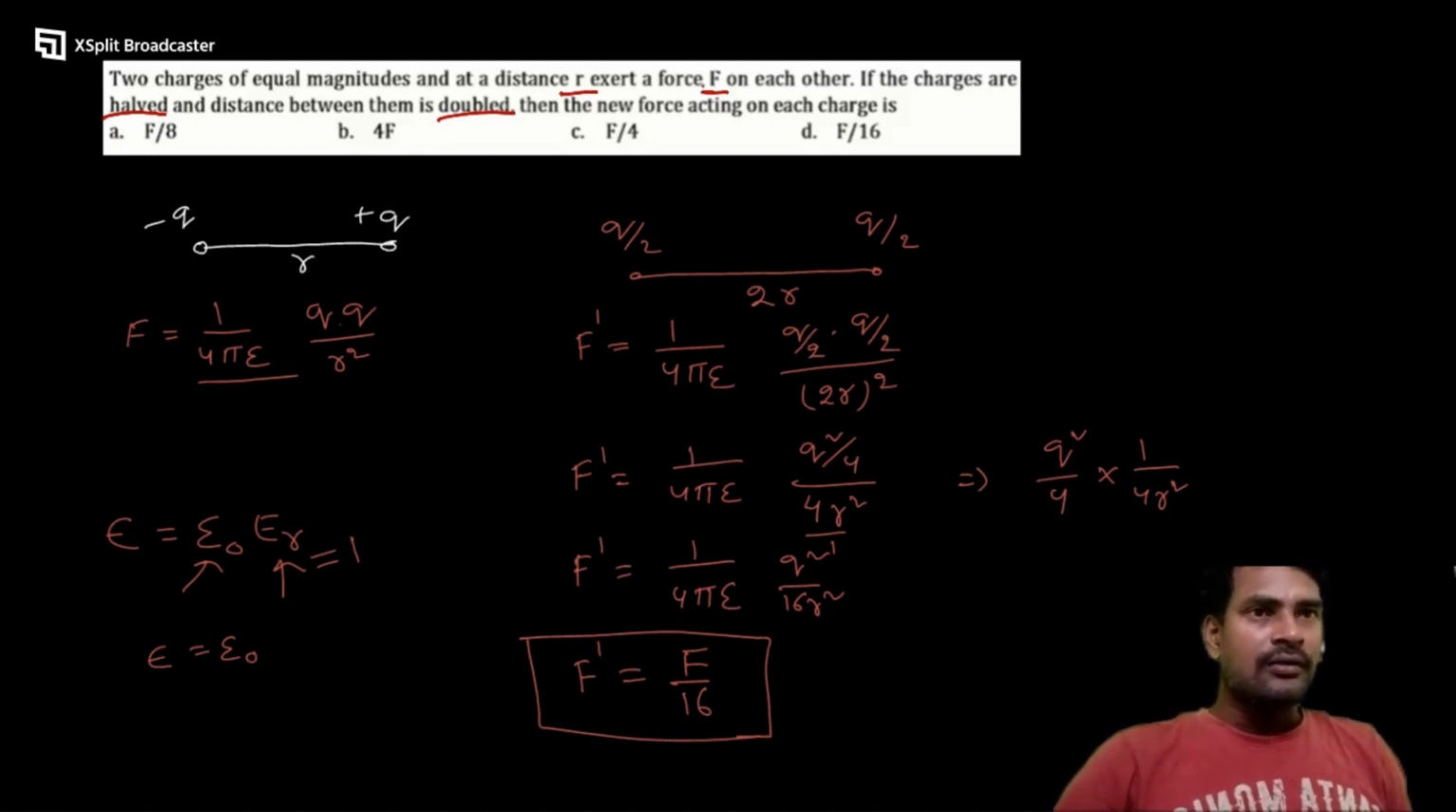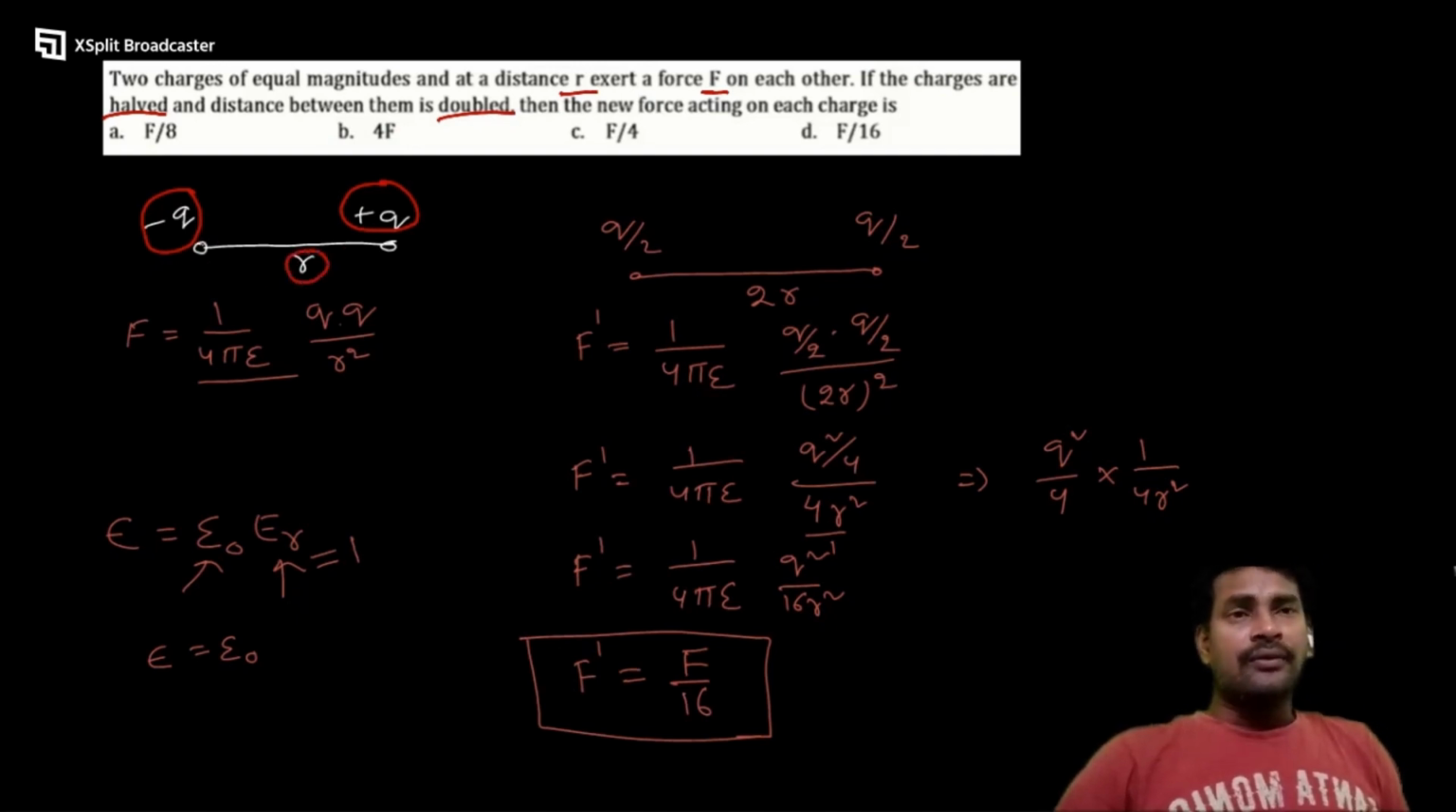So according to the question, we have two charges. Both the charges are of equal magnitude and at a distance r. So I have two charges. This is charge 1. This is charge 2. Now these two charges are separated by a distance r.